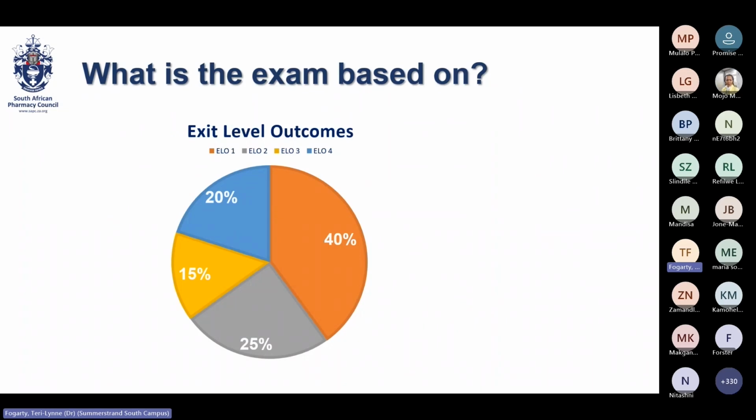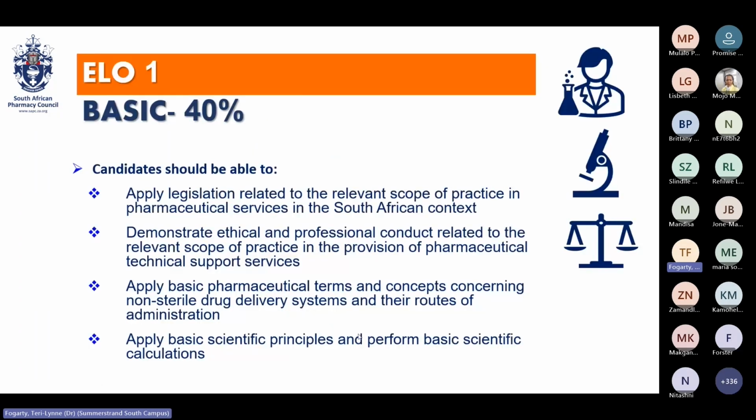And then ELO 2 is about 25%. That was around stock. And then 15% was more manufacturing, and then 20% is kind of practice in community or within a pharmacy environment where you may be doing some extemporaneous compounding and assisting with a few other activities within your scope of practice as a basic assistant. Okay, so here's ELO 1. We said it was 40%.